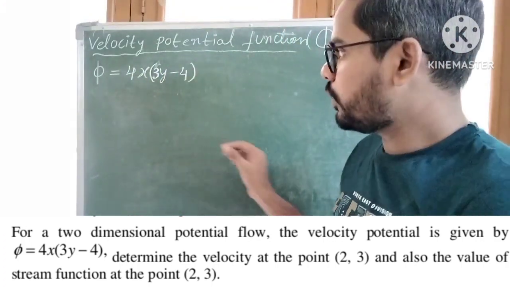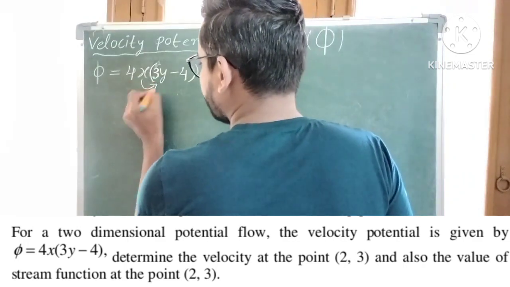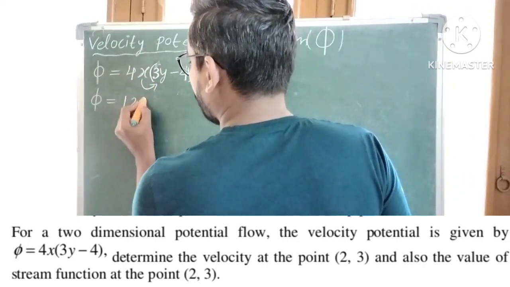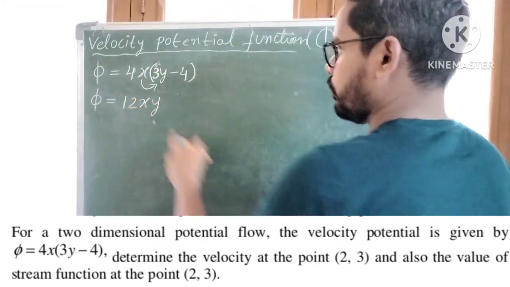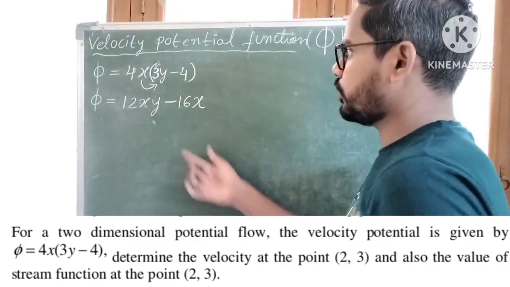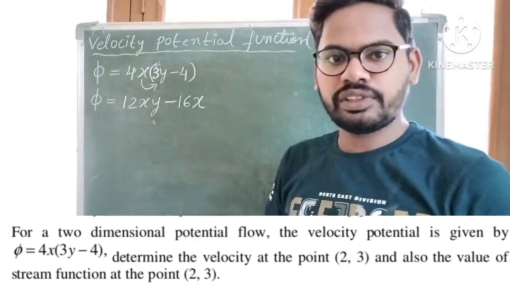So let us distribute the 4x. Let us simplify this further. 4x into 3y, 12xy. 4x into minus 4, minus 16x. So this is the velocity potential function.